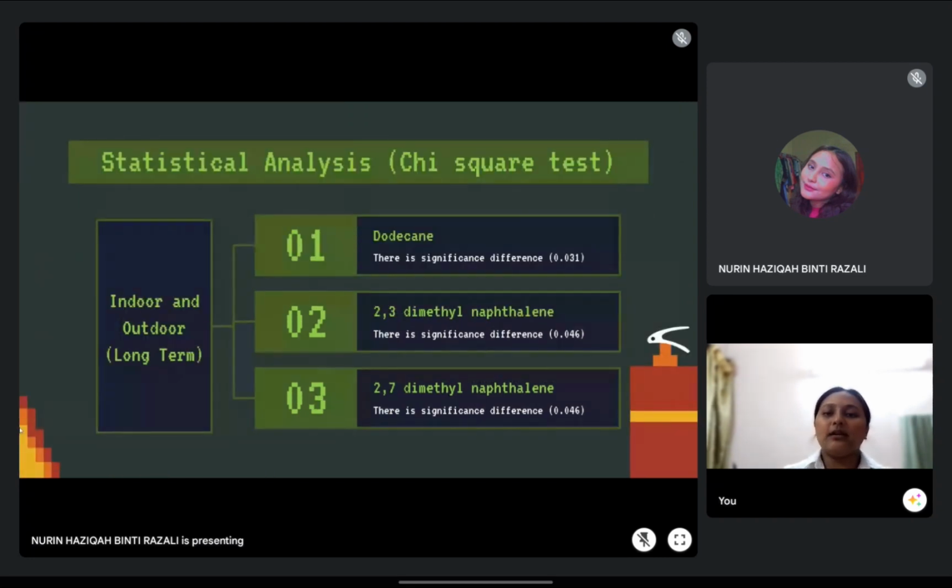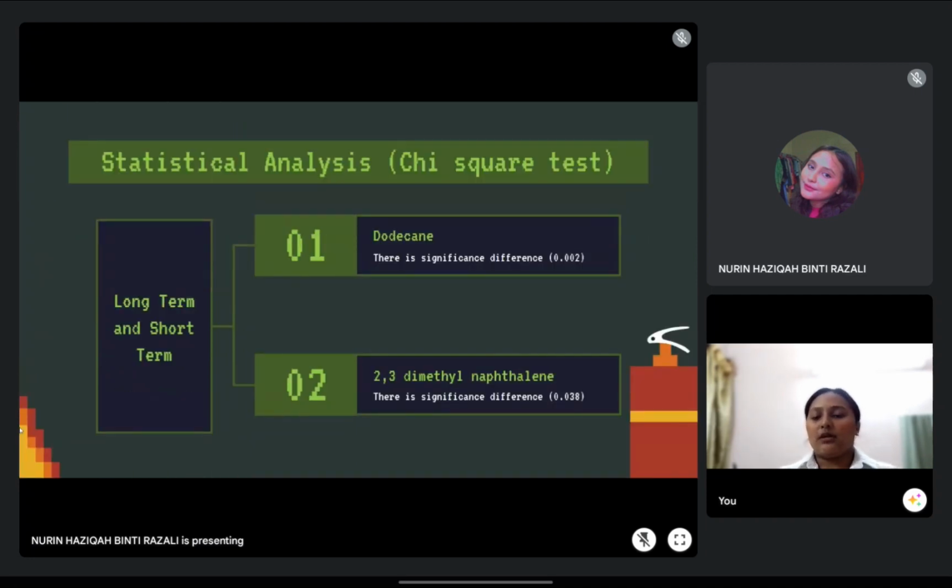Lastly, a statistical analysis was done based on these results. For the significant difference between the indoor and outdoor for long-term intervals, it shows that there is a significant difference on the dodecane compound between the indoor and outdoor samples. Second, there is also a significant difference on the compound 2,3-dimethyl naphthalene. And lastly, there is also a significant difference on the compound 2,7-dimethyl naphthalene.